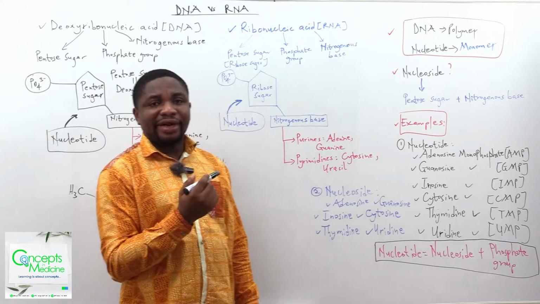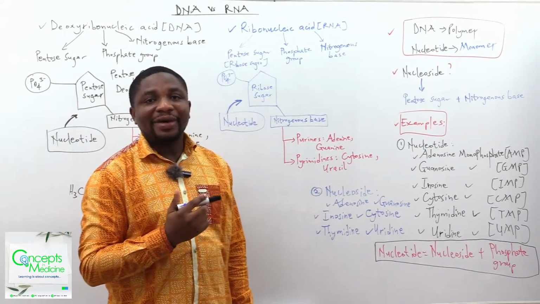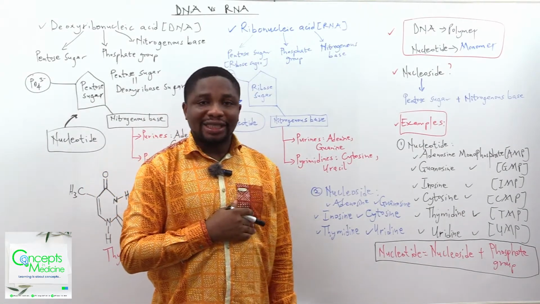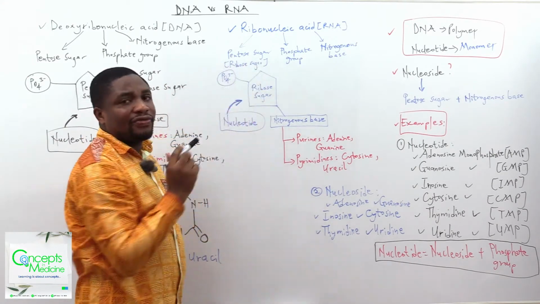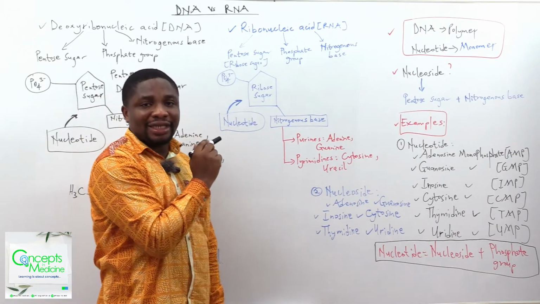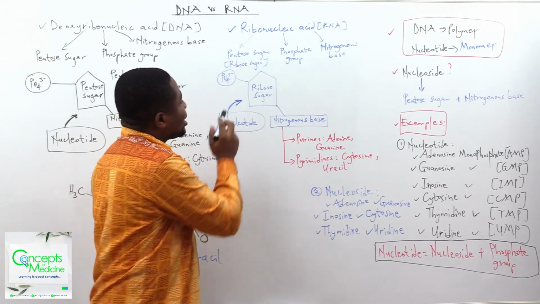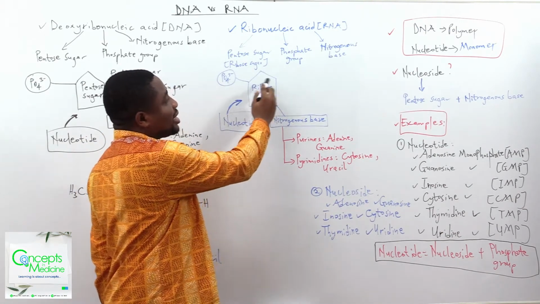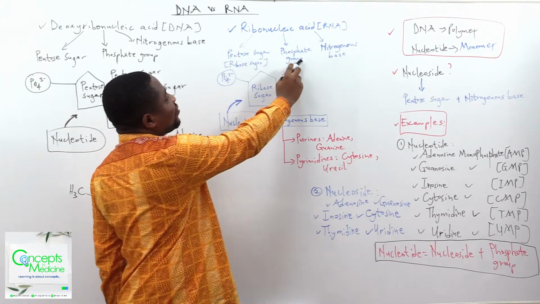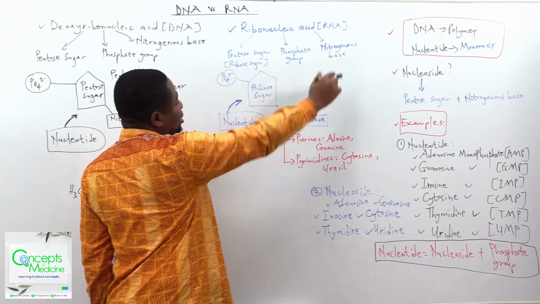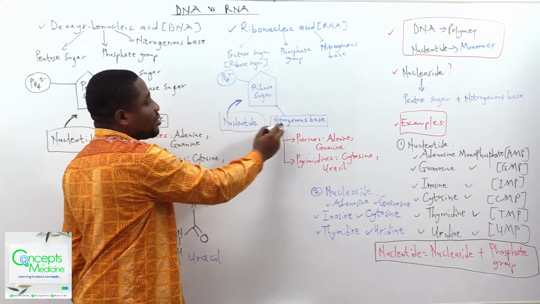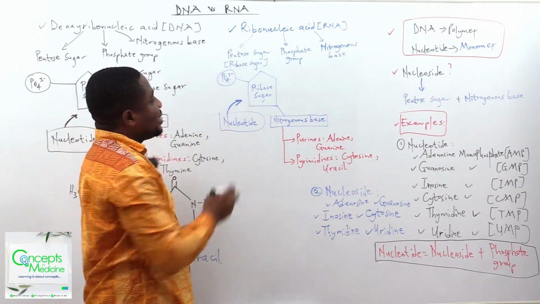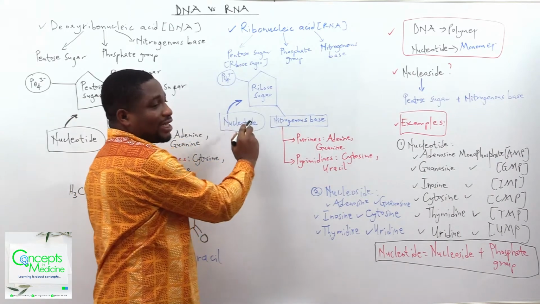Now let's talk about the RNA. When we say RNA, RNA stands for ribonucleic acid, and it's also made up of the pentose sugar. The pentose sugar is the ribose sugar, as you can see depicted here. Also has the phosphate group and the nitrogenous base. So looking at the structure here, we have the ribose sugar, the phosphate group, and the nitrogenous base. And these together is known as the nucleotide.